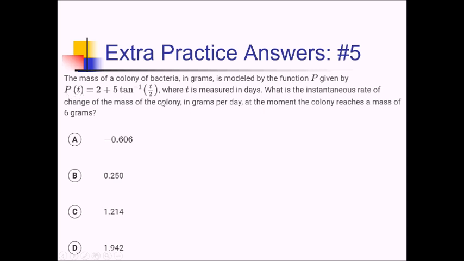And that time is going to be the time at which the colony, which is represented by P of t, reaches a mass of 6 grams. So strategically, we need to figure out what time satisfies the equation P of t equals 6, and then we'll plug that into P prime. This is a calculator problem, and I'm going to have to use the calculator to solve this piece.